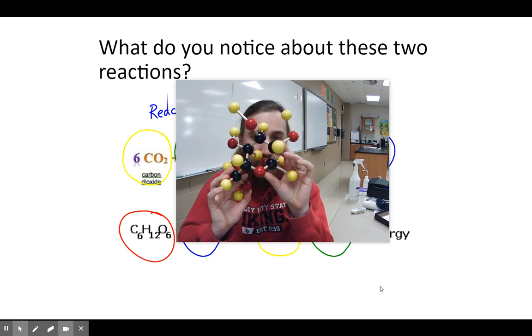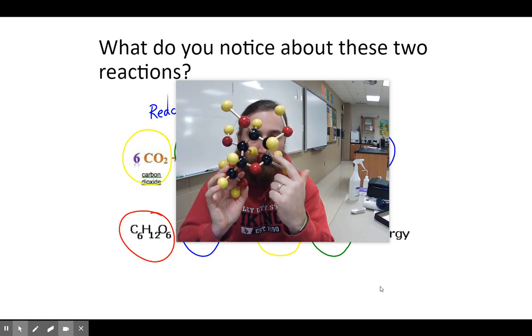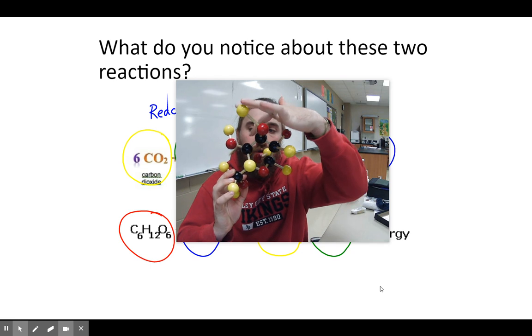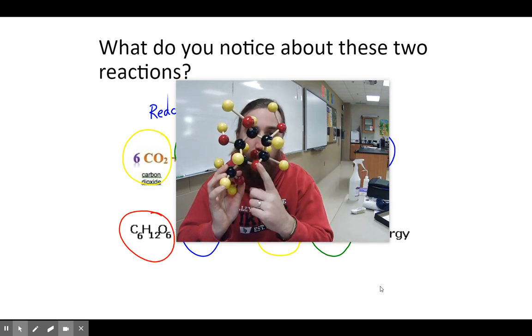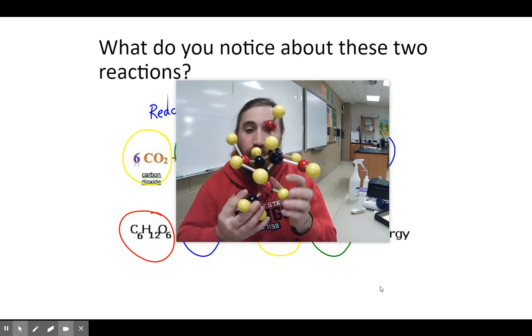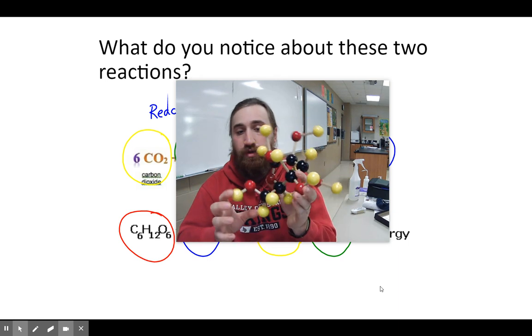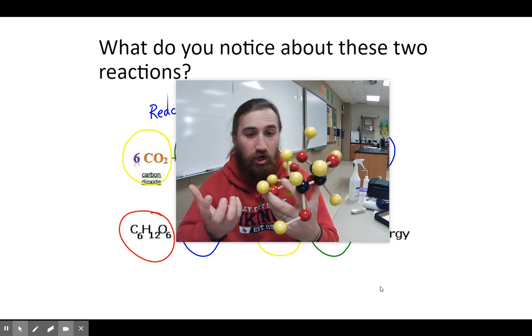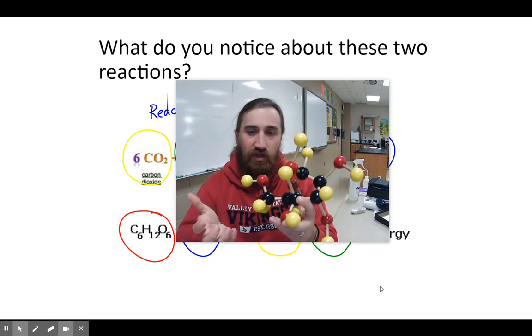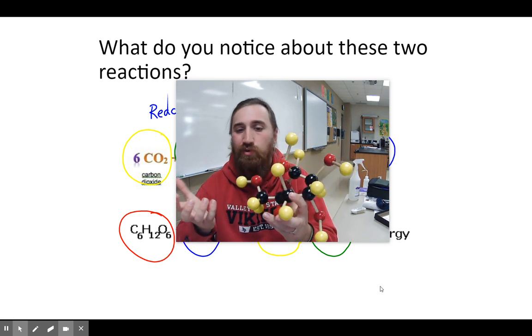But in the middle here, we have our carbon ring. So we have carbon, carbon, carbon, carbon, and carbon, and we also have our one embedded oxygen. And on the outside, we still have a bunch of oxygens and hydrogens. If you counted this, we actually have 6 carbons, 12 hydrogens, and 6 oxygens, giving us C6H12O6.